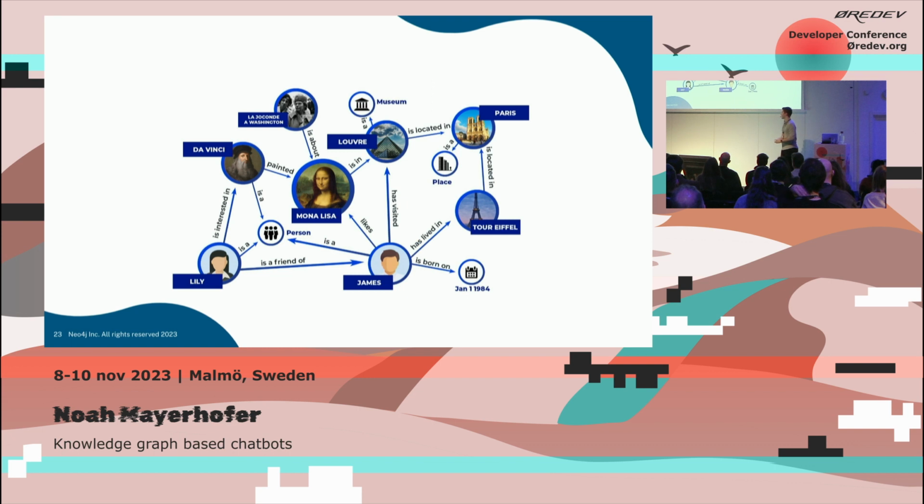And here is an example of a little bigger one, where we have Mona Lisa in the center, and Da Vinci painted the Mona Lisa. You get the idea. You just try to represent some information in a graph.